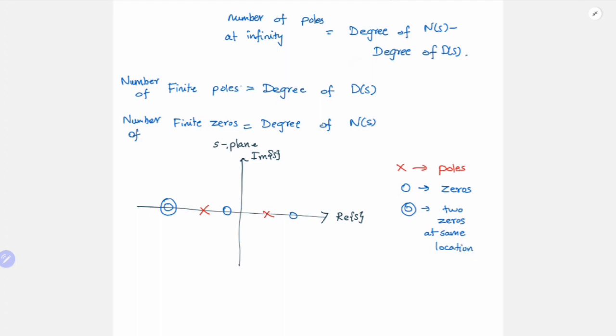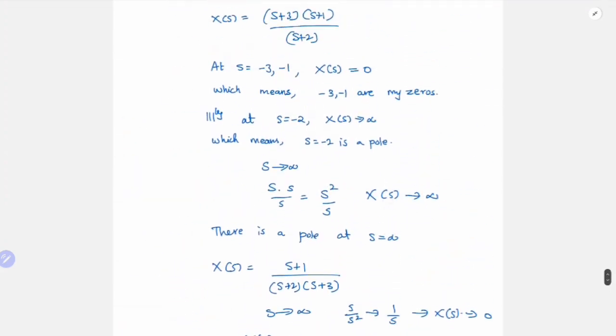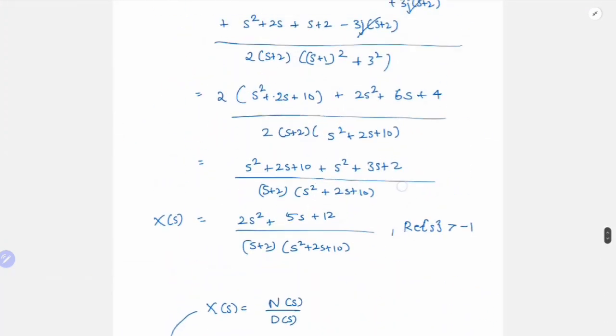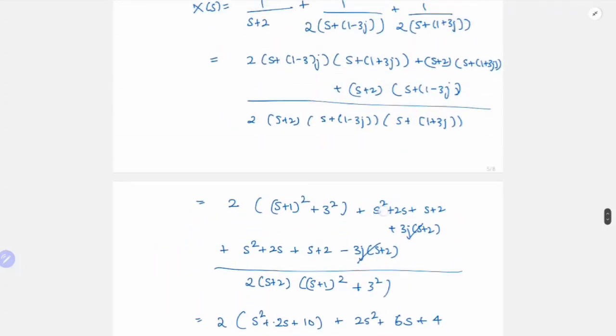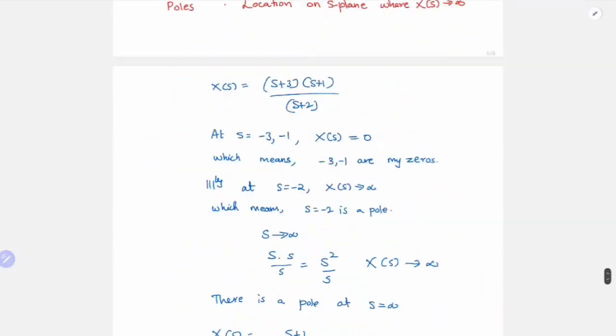If you want to represent more than one pole at a location, you can just put an arrow and say 3 poles or so. That way. Usually you don't encounter it. So let us take one of our previous examples and try to plot the ROC.